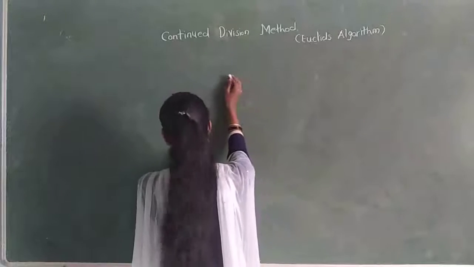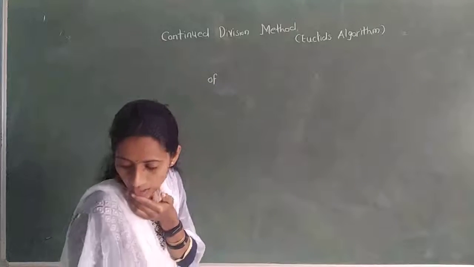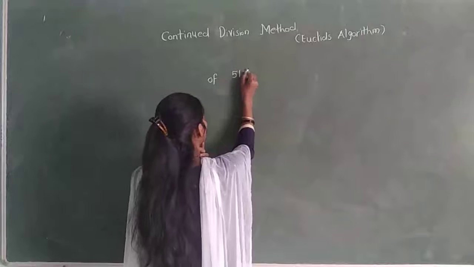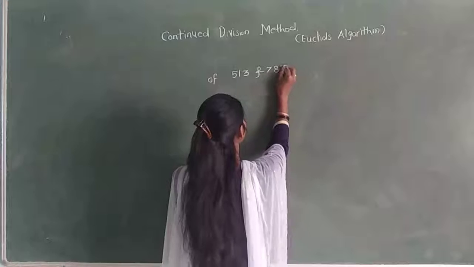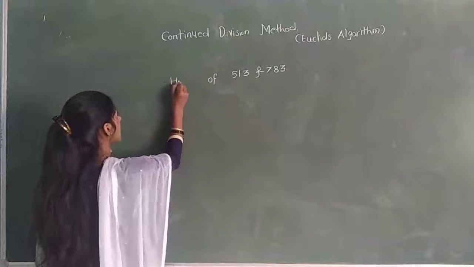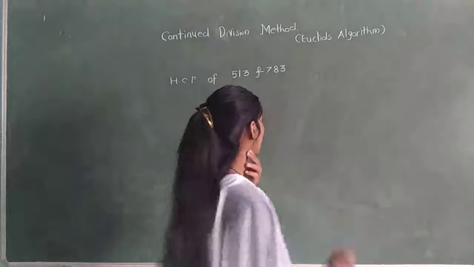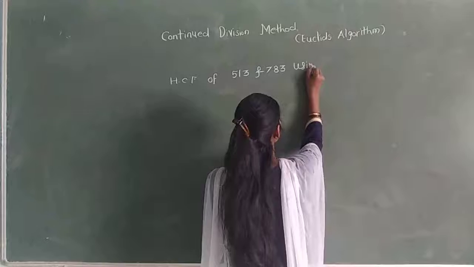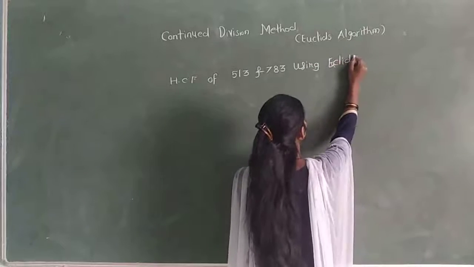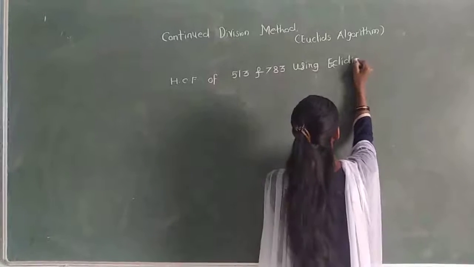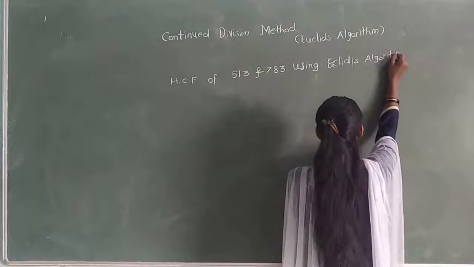of 513 and 783 using Euclid's algorithm. Okay, so how do we solve this?